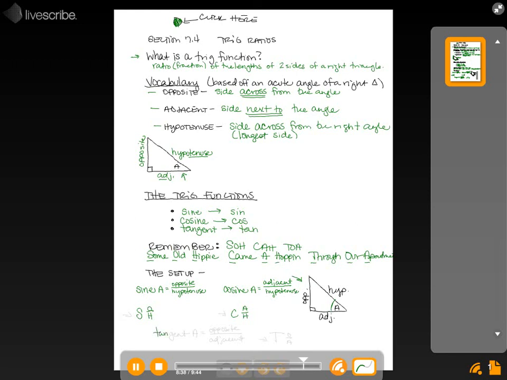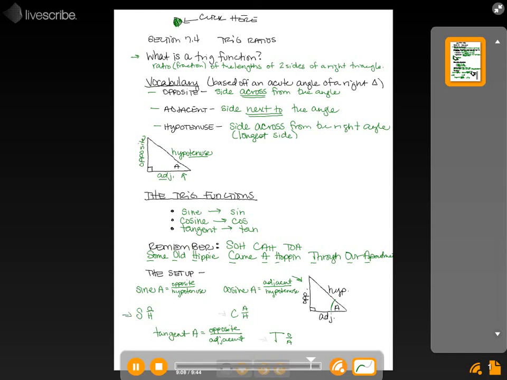Last one, tangent. You can probably guess what it's going to be. Tangent of A, we set it up T-O-A. O stands for opposite. A stands for adjacent. Okay, tangent does not use the hypotenuse. We would take the opposite value and the adjacent value for the sides, and we would make a fraction out of those. Now that's the setup, okay?